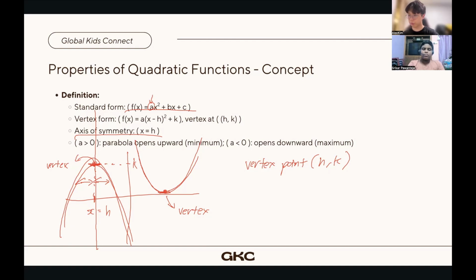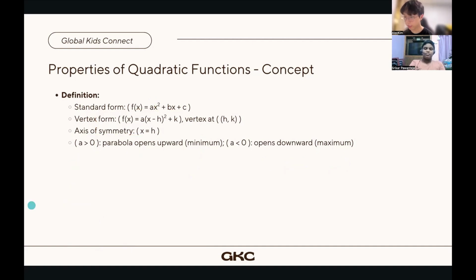Before we move on to practice questions, do you have any questions? No, sir. Okay, great. Then we can take a look at example problems.